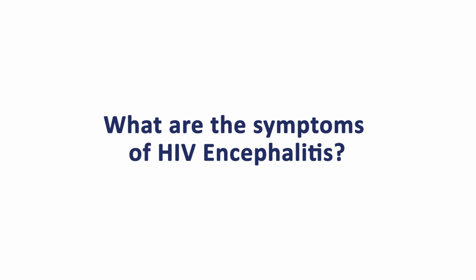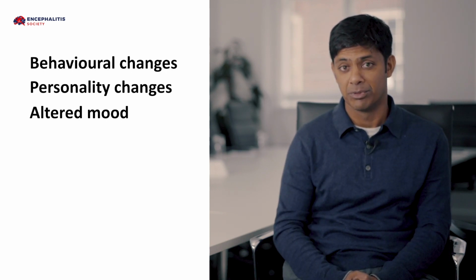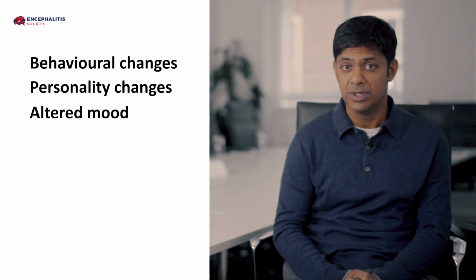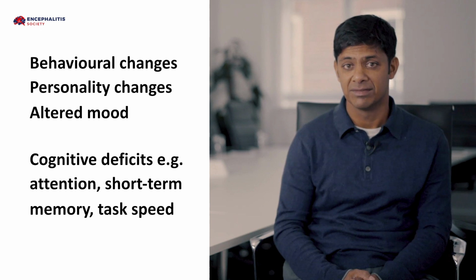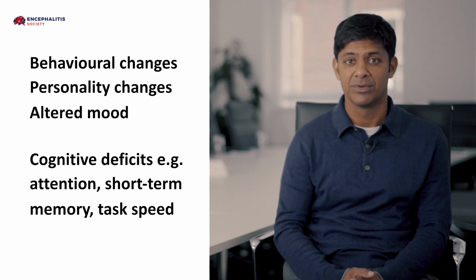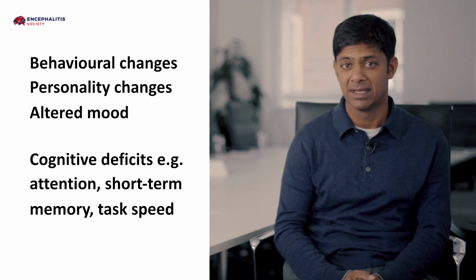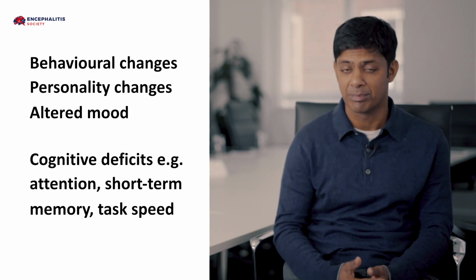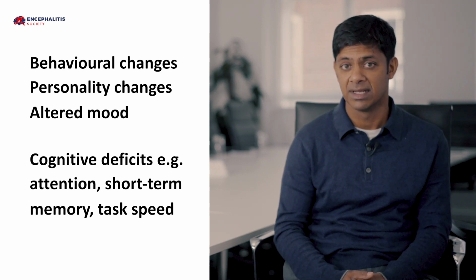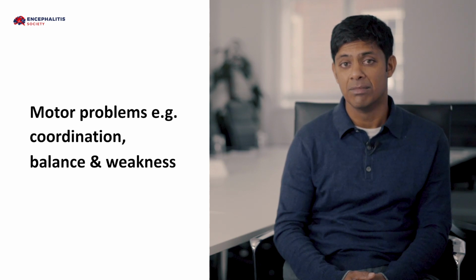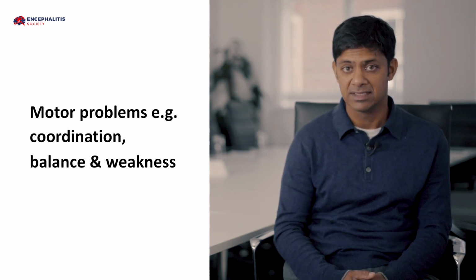So the symptoms of HIV encephalitis depend on the areas of the brain that are affected. Often there can be behavioral changes. Patients and their families will report personality changes. The patient will have an altered mood. They will also have impaired cognition, so things like attention, problems with their short-term memory, problems with doing tasks at a slow speed. Something that might take an ordinary person a short period of time takes someone with HIV encephalitis a longer period of time, because they're just not processing things as quickly because of the injury that has happened in their brain. Another problem is motor problems, meaning coordination and balance and even weakness, depending on the severity of HIV encephalitis.